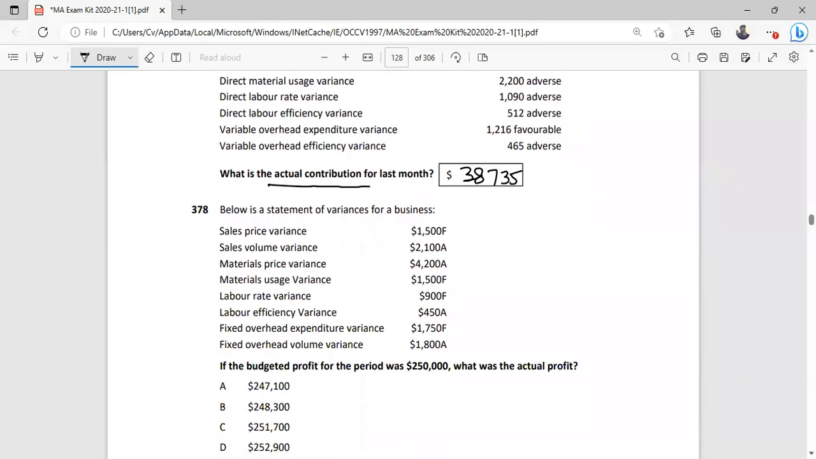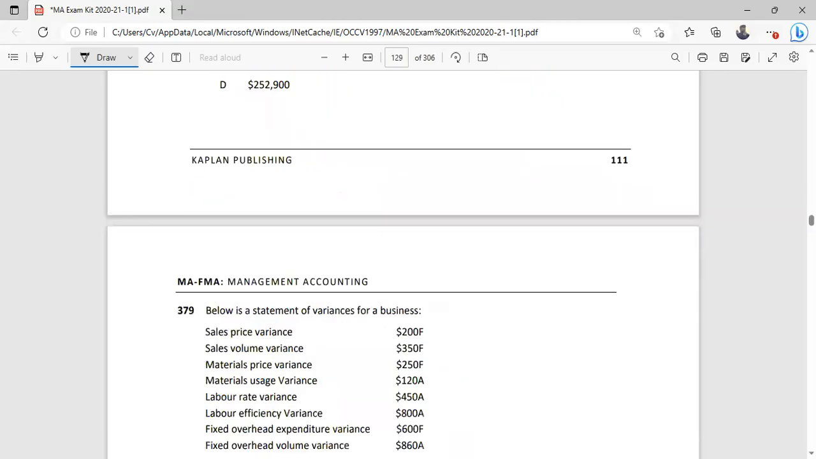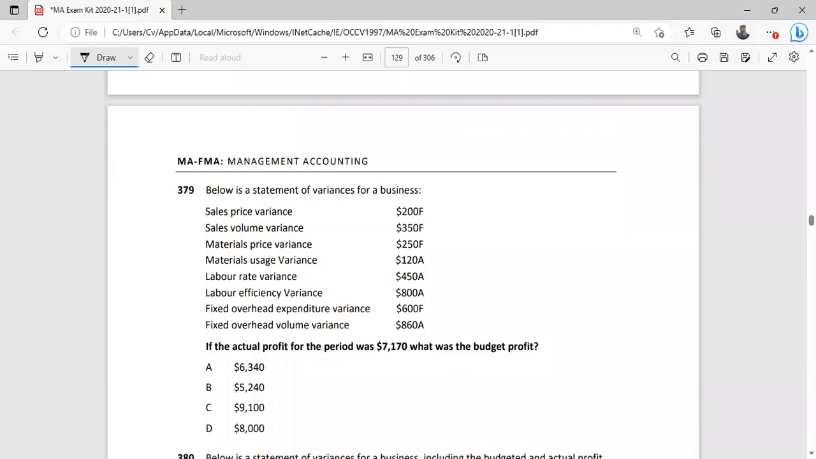Same formula will be used. Now he says calculate the budgeted profit for the period, and what was the actual profit. So the same formula will be used. In 250,000 all the favorables are added and adverse are subtracted. Here he says that if the actual profit for the period is this, what is the budgeted profit? This time approach will be different. This is actual profit. That's why you will deduct the favorable variances and you will add back the adverse variances to get the final answer.